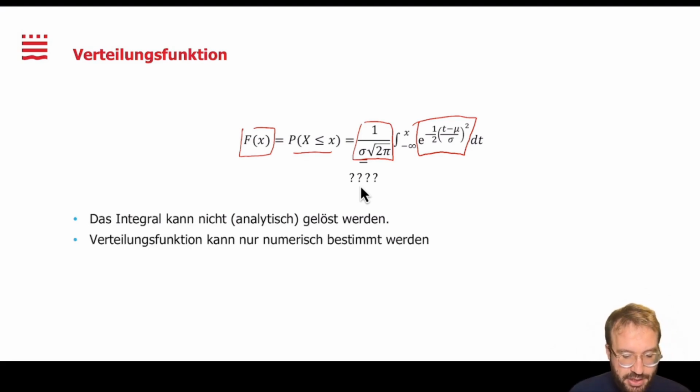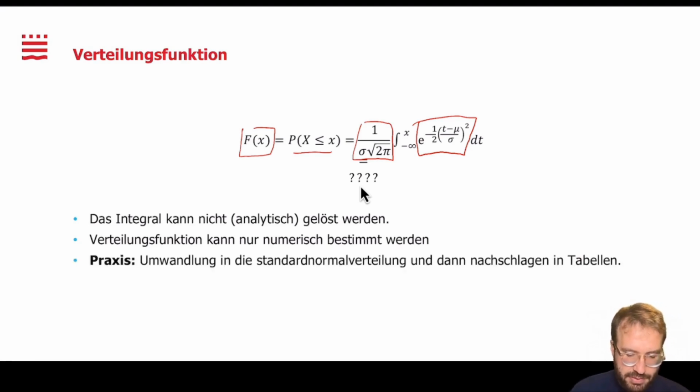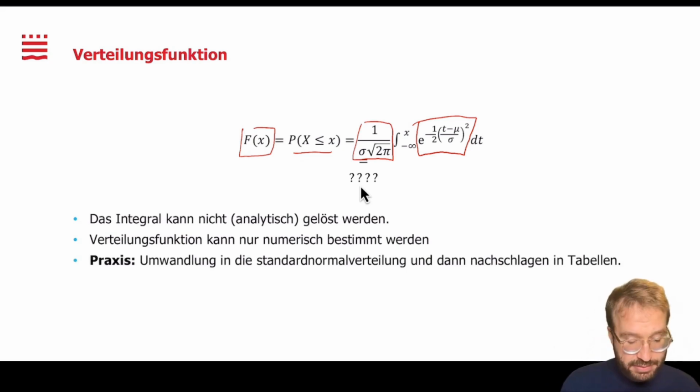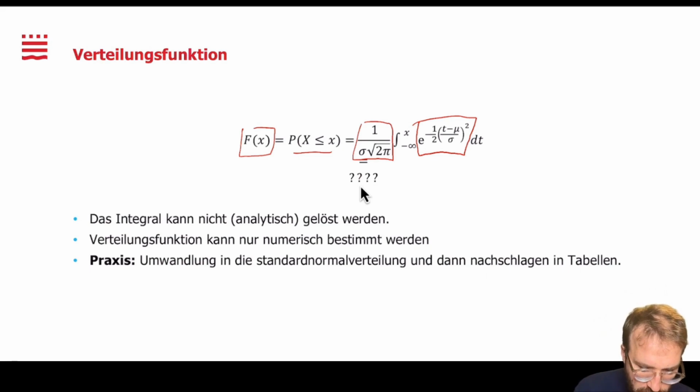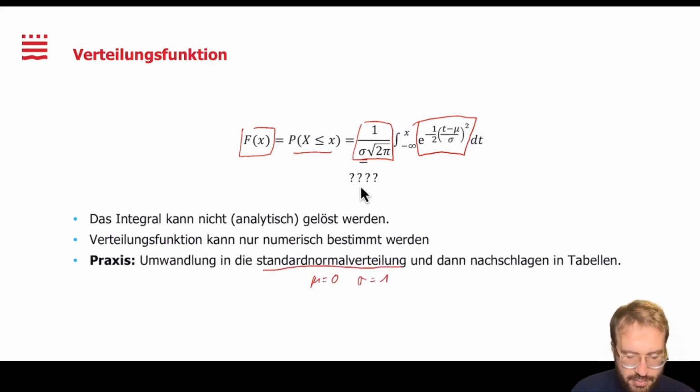So that means we need to determine the distribution function numerically. And what does that mean for practice? When we have a normal distribution, what we do is we convert it into what's called the standard normal distribution. So the standard normal distribution means that the mean is 0 and sigma is 1. And then we can look up the results in the tables in such a reference book. Maybe you remember that from school, or you can find the corresponding entry on Wikipedia. But that means this is the way to calculate the probabilities in the normal distribution.